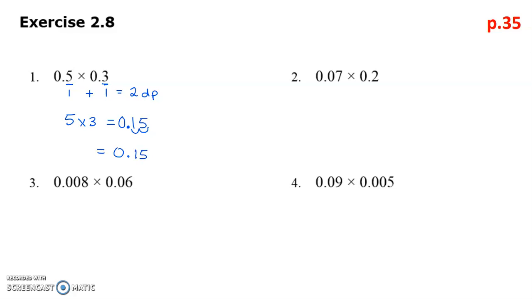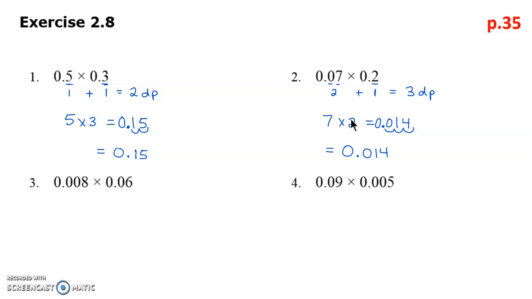15 hundredths. For number 2, I have 2 decimal places plus 1 decimal place. My answer will have 3 decimal places in it, and I simply multiply 7 times 2, which is 14. I have 3 decimal places, so I'm going to be adding zeros. 1, 2, 3. So my decimal goes there. I'll put a 0 in the tenths place, and I can put a 0 in front to hold the ones place. So 0.014 is my answer.